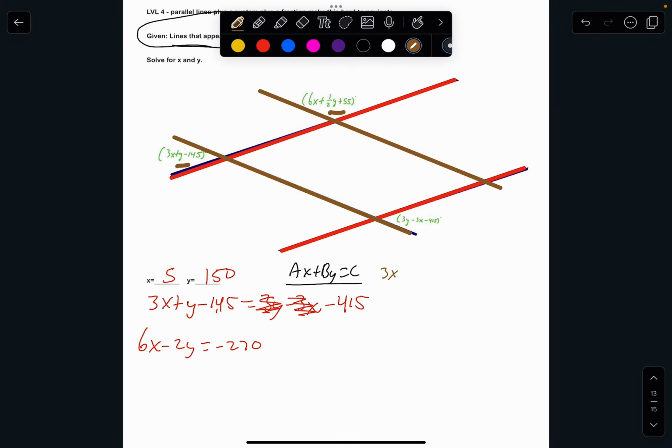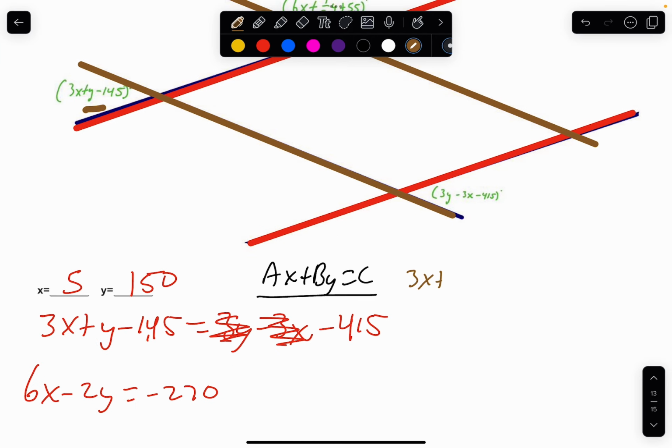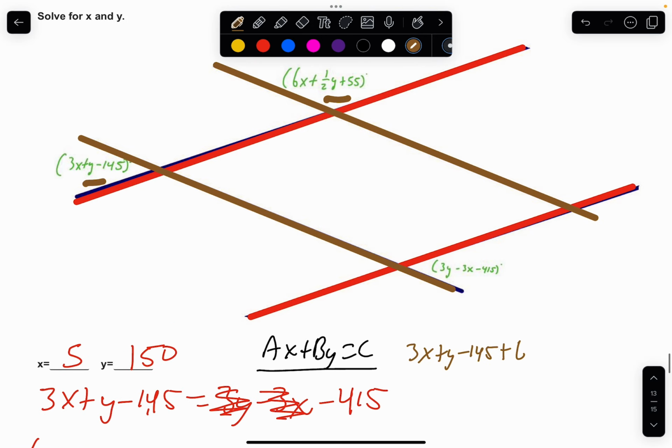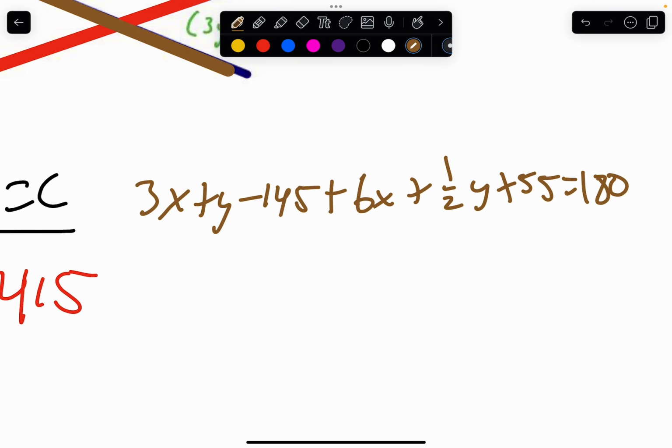3x plus y minus 145 plus 6x plus 1/2 y plus 55 equals 180. I know if I add those together, I get 180. I want to do the same thing, but I have a fraction. That can be a problem. So I'm going to go ahead and take care of that fraction first. You can do this any way you want, depending on how strong your fraction skills are. But I need to multiply the whole thing times 2.